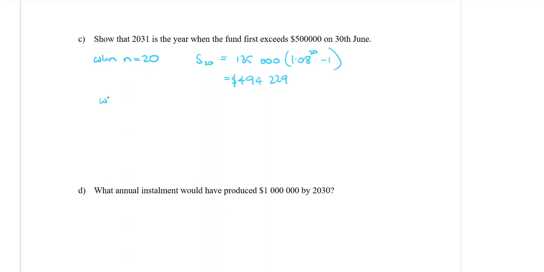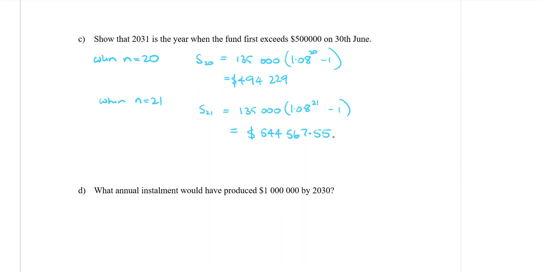But if we now sub in n equal to 21, go that extra year, we will see it go over $500,000. So we sub it in: 135,000 times (1.08 to the power of 21 minus 1), and it equals, that's right, and 55 cents. So that means that 2031 is the first year that will exceed the $500,000.